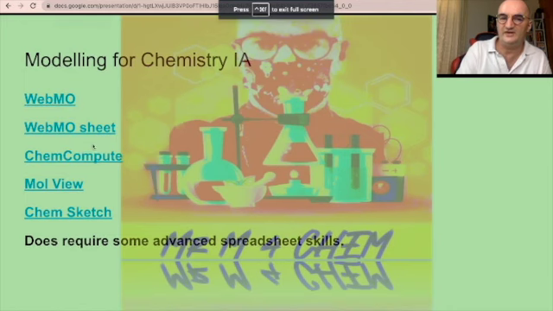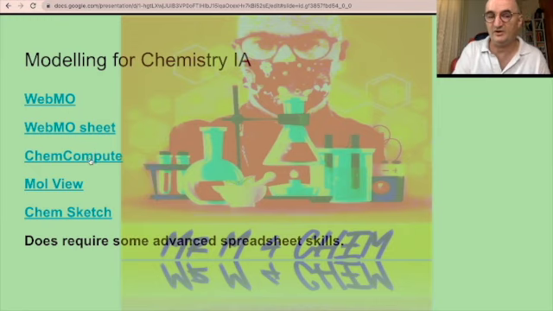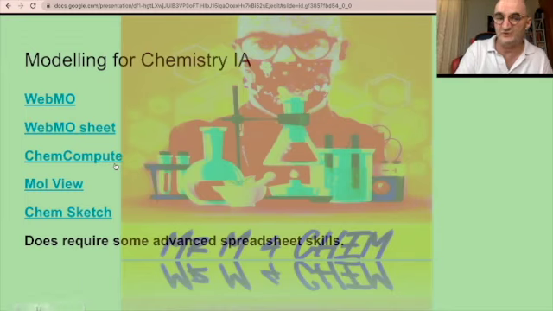WebMo can be used for teaching and for internal assessments. When it runs out of time, you can use Chem Compute. MolView is also great. You do need to have some great spreadsheet skills. I do find my students often put me to shame, that they often have better spreadsheet skills than I would have. But certainly WebMo is key for success in high scoring IAs.